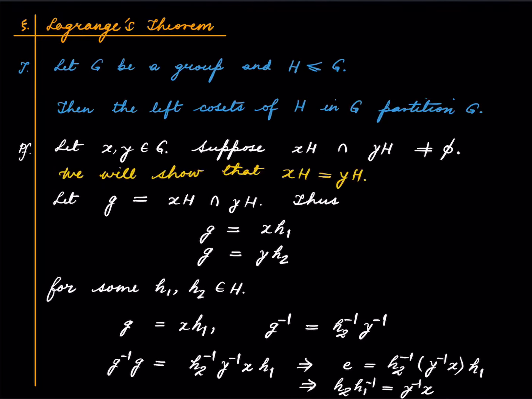All right, so what we have shown is that y inverse x is h2 inverse h1. But the point is that this is a member of H. It's a product of two things in H. So it is a member of H since H is a subgroup, which by the previous proposition tells us that the corresponding left cosets are equal.